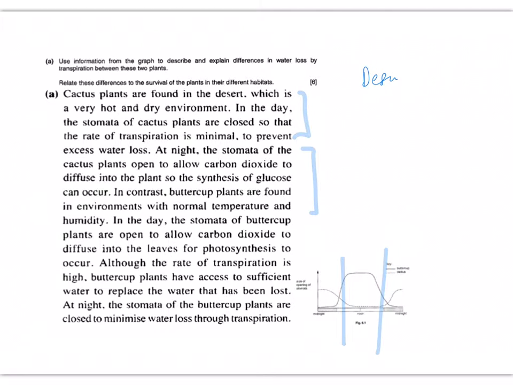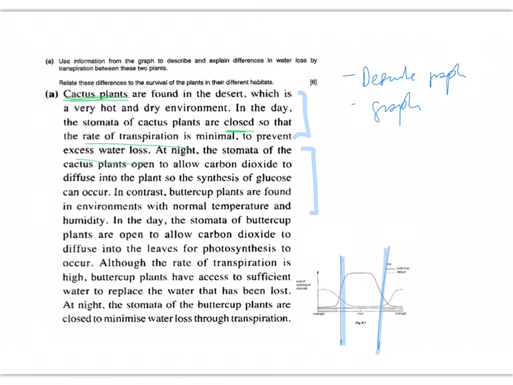Describe the graph, and then give my explanation. In this graph, there are 3 different portions, so that's what I'm going to do. Let's try to analyze the answer. They talk about cactus plants, where they are found, and why the stomata are closed. You want to prevent or reduce the rate of transpiration to prevent excessive water loss.